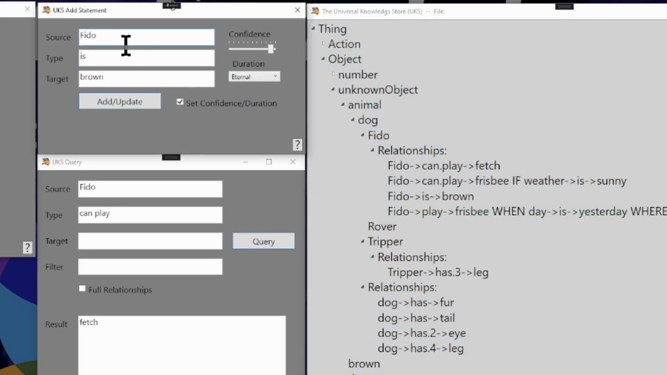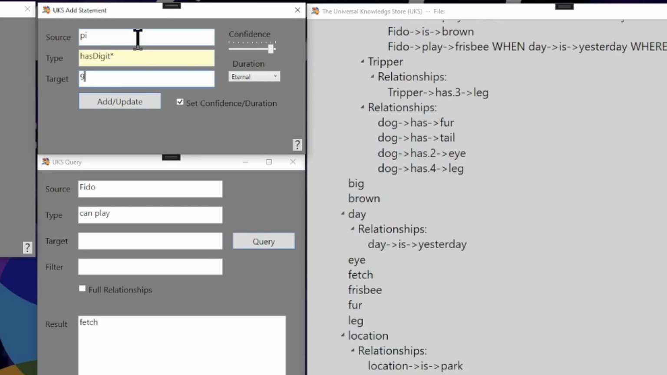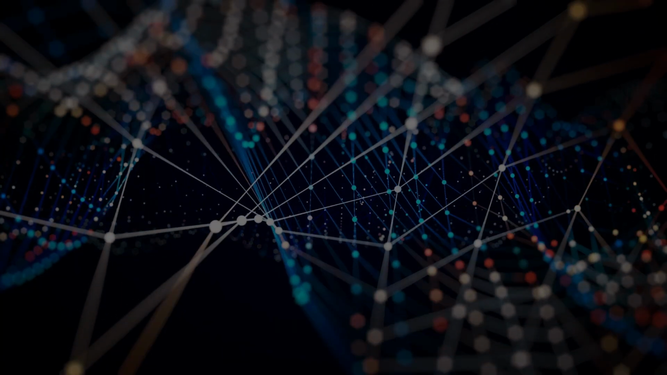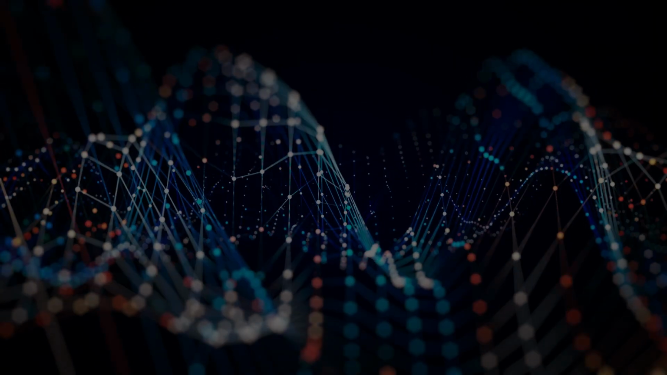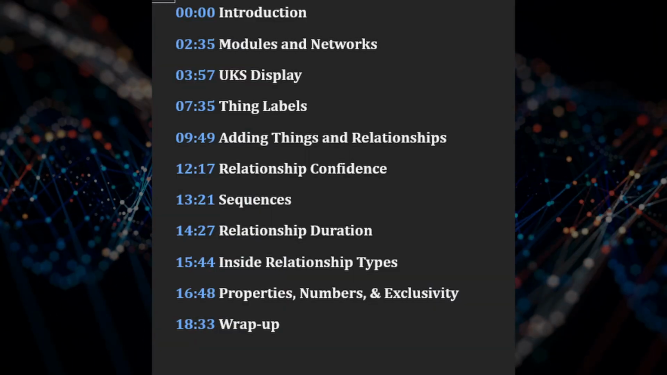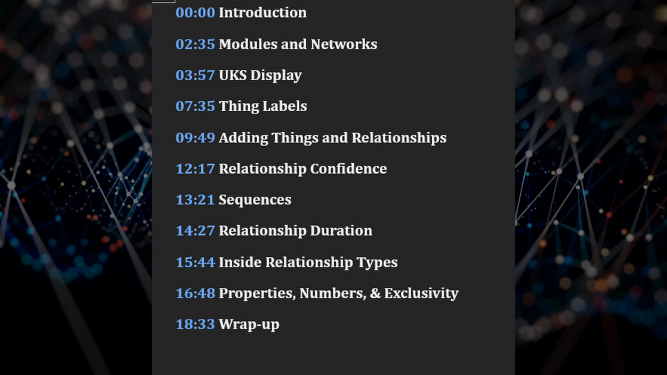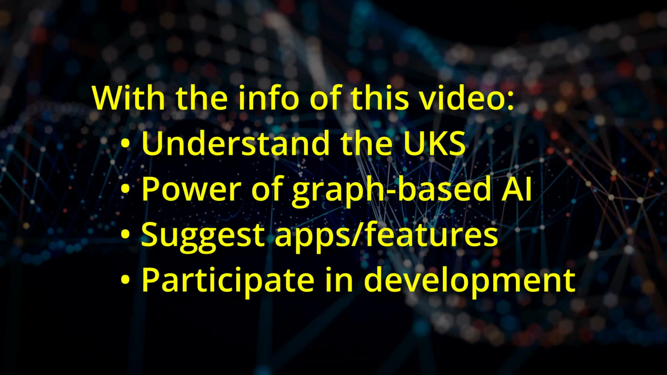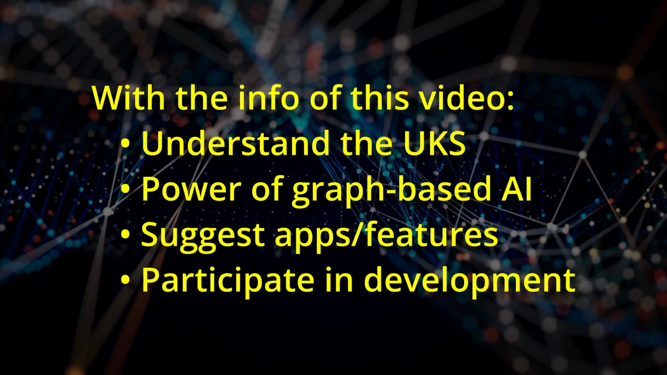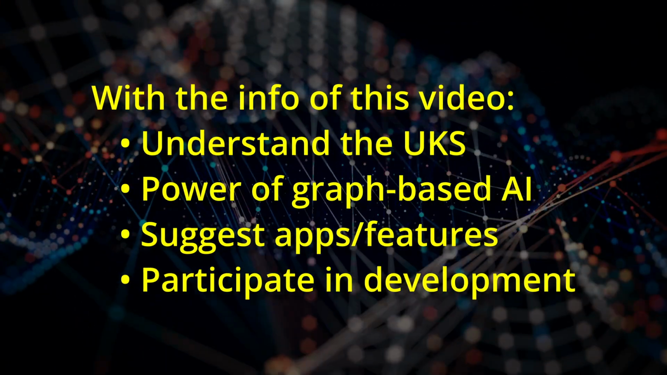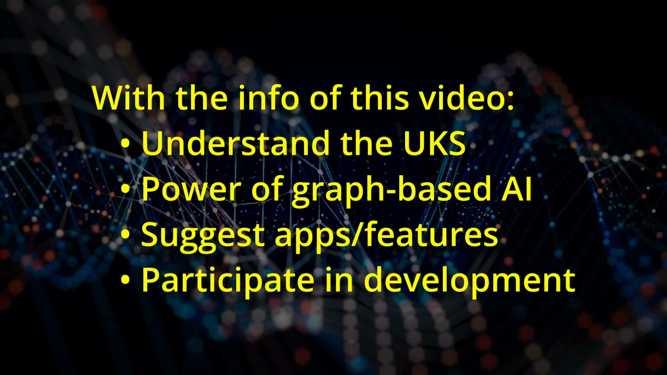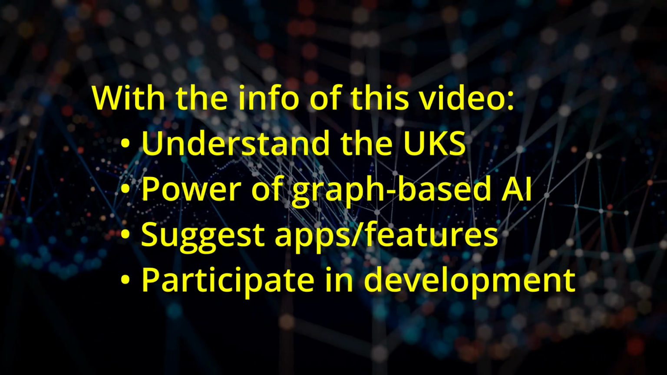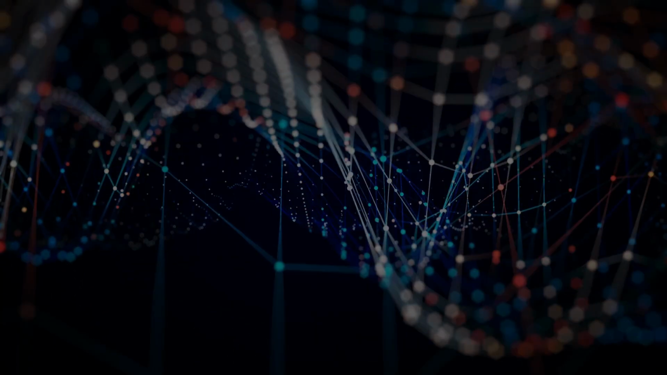If you haven't already watched part 1 of this video, you may want to watch it first. Since this video will provide a lot of detail on many BrainSimIII 3 features, you can use the chapter index to skip ahead to the features that interest you most. After watching this video, you'll have a much better understanding of the power of the UKS and its internal operation. You'll be in a much better position to see potential applications, suggest new features, and participate in the development process.